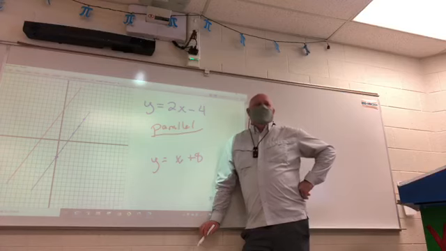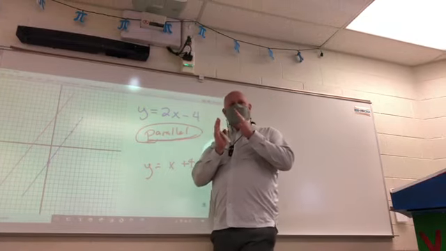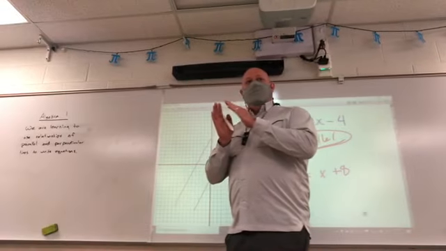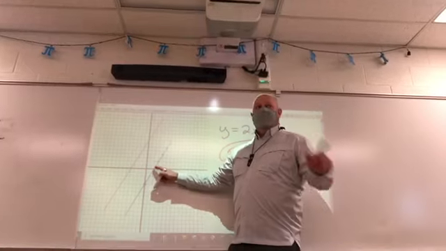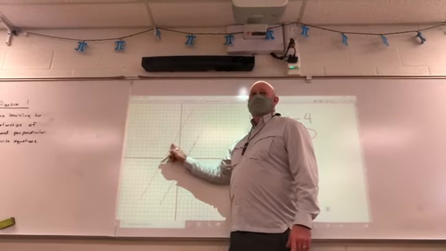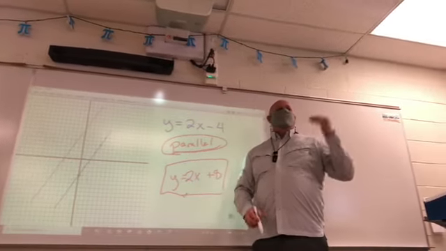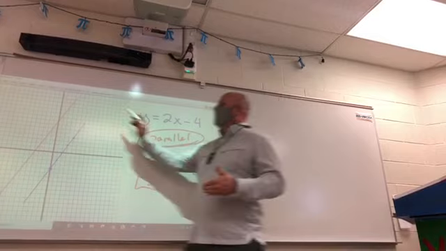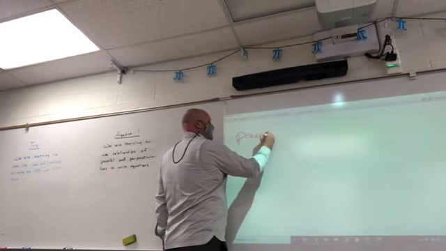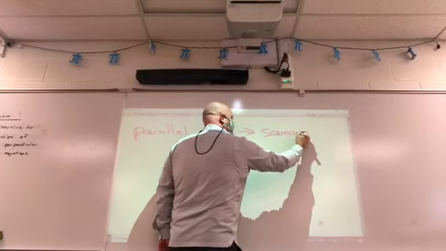What do I know about these two lines? They're parallel. What does parallel mean? It means they're moving in the same direction, right? If this one is moving up 2 over 1, up 2 over 1, what does this one have to do? Up 2 over 1. They're both going to move in the same direction. Parallel lines will always, always have the same slope.